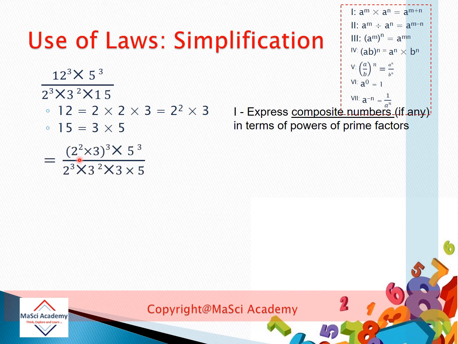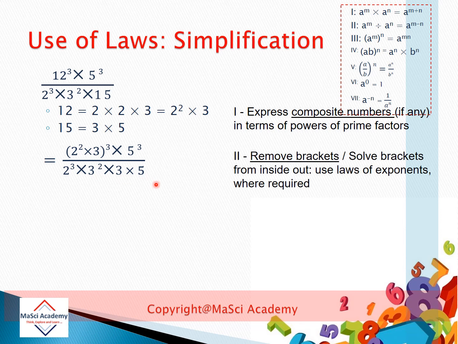So the expression becomes 2 square into 3 whole cube and then 5 cube in the numerator. The denominator has 2 cube multiplied by 3 square multiplied by 3 and then multiplied by 5. On opening the brackets, it becomes 2 to the power 6 into 3 cube into 5 cube upon 2 cube into 3 square into 3 into 5. Here we have used the laws of exponents. For reference, all the laws of exponents are written above on the upper right corner. The third law of exponents has been used here to open out these brackets for 2 square into 3.